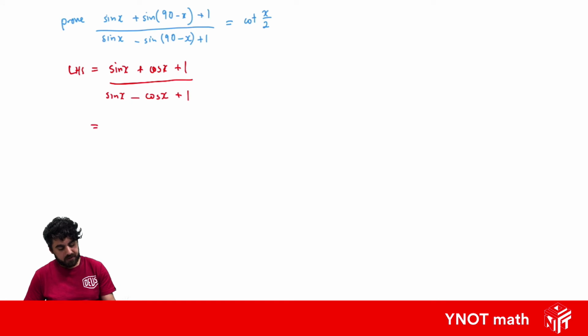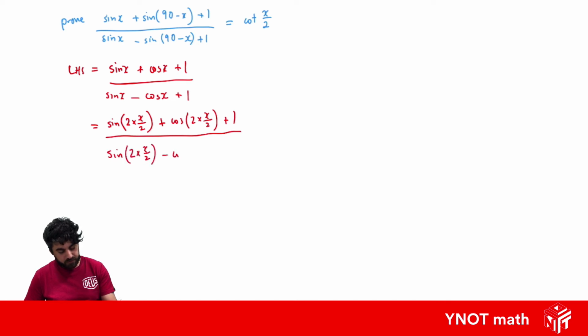Now we're going to rewrite these doing a bit of a trick. So we can rewrite sine of x as sine of 2 times x over 2. Because if you just multiply that, that'll just equal x. This is going to help express it in terms of a half angle. So we're going to do this for all these angles. So then we're going to get sine of 2 times x over 2 plus cos of 2 times x over 2 plus 1 all over sine of 2 times x over 2 minus cos of 2 times x over 2 plus 1.